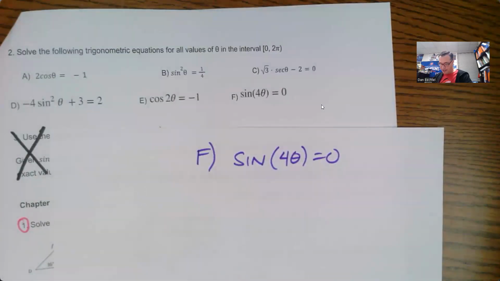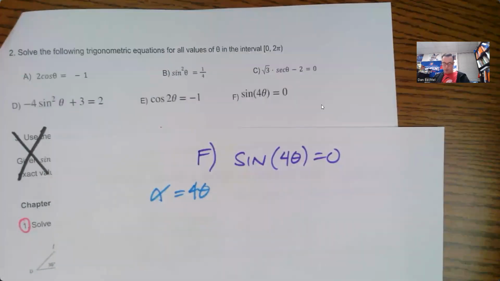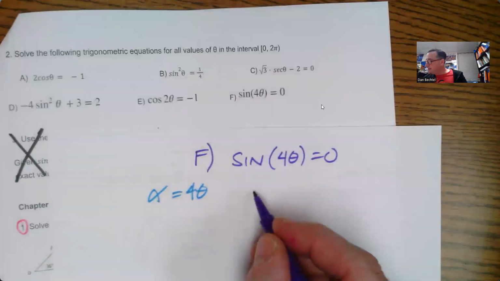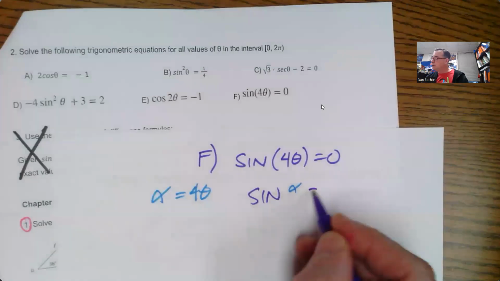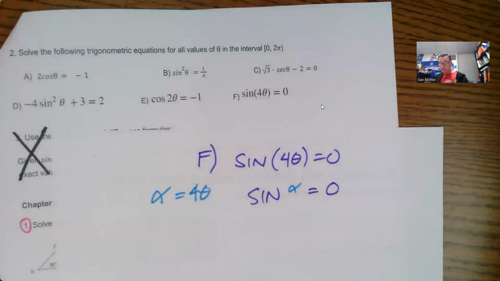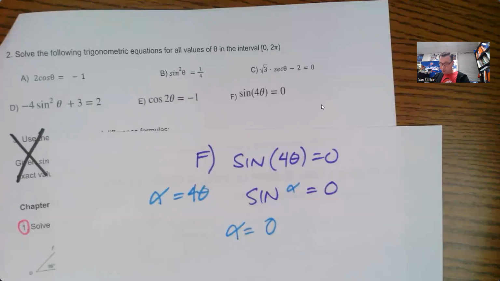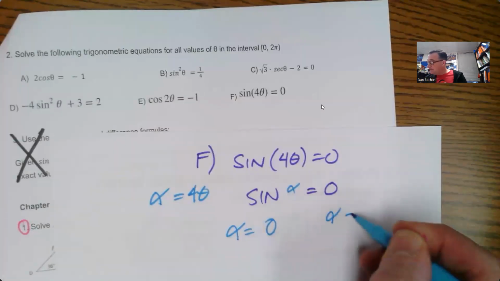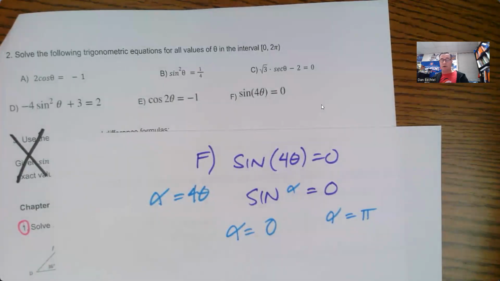Sine of 4 theta is equal to 0. We are going to do a sub with alpha is equal to 4 theta. And we are going to then say that the sine of alpha is equal to 0. Now, in the case of this, there is more than one place where the sine value is equal to 0. Alpha could be 0, or alpha could be at pi. Both of those are values where sine is equal to 0.